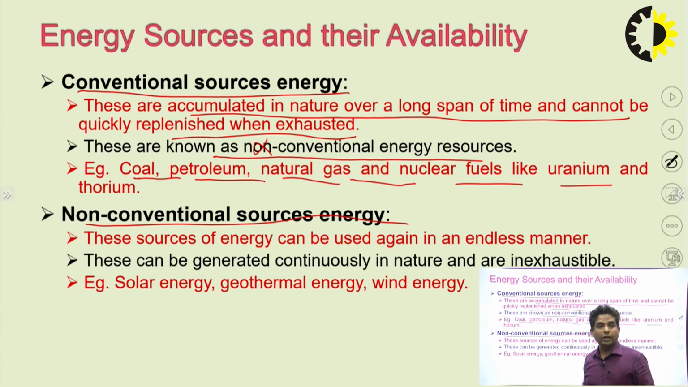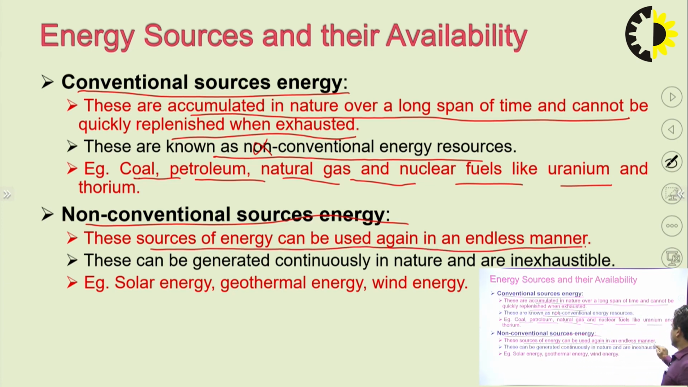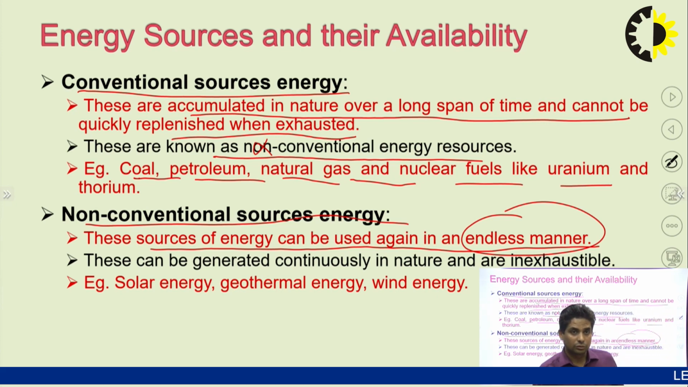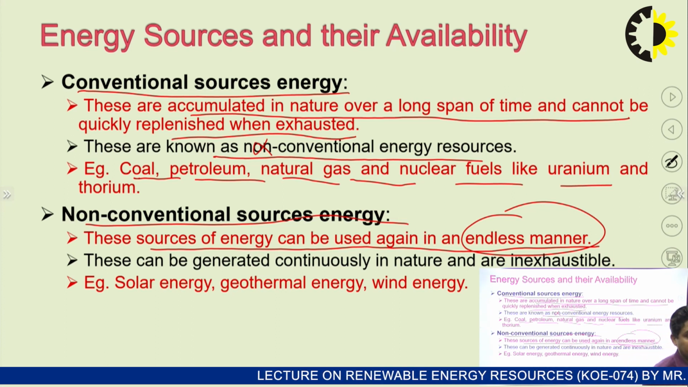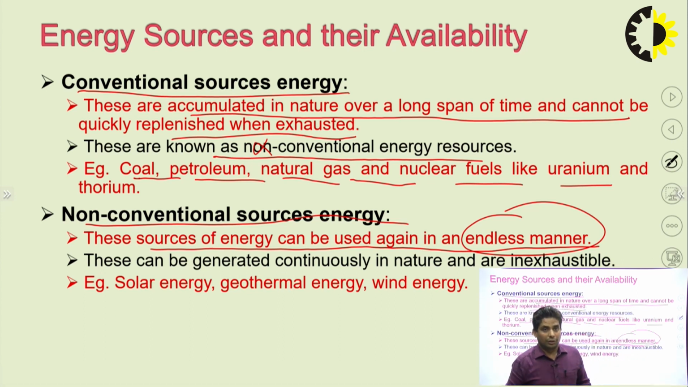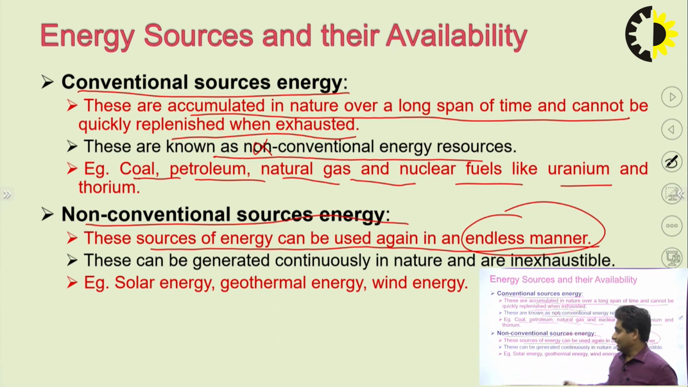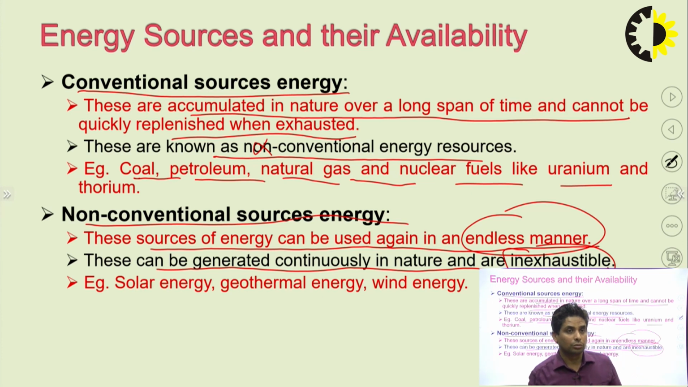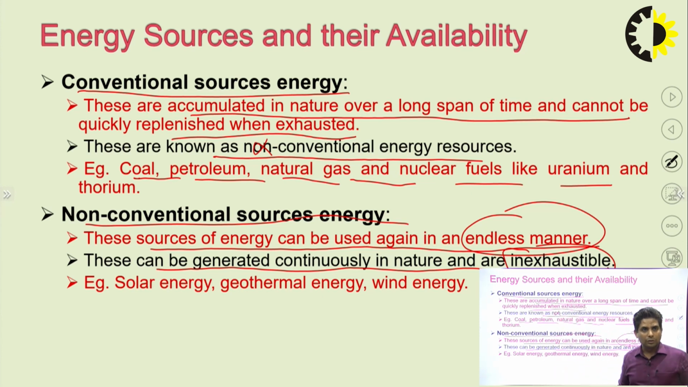So what we can do is utilize the non-conventional energy resources for electricity production. These sources of energy can be used again and again in an endless manner, like the sun, heat, solar energy. The sun is available, so solar energy can be produced endlessly and is continuously available to us. This energy can be generated continuously in nature and is inexhaustible. That means it is not finishable, whereas the other sources finish after some time. These sources are available to us lifetime and continuously.